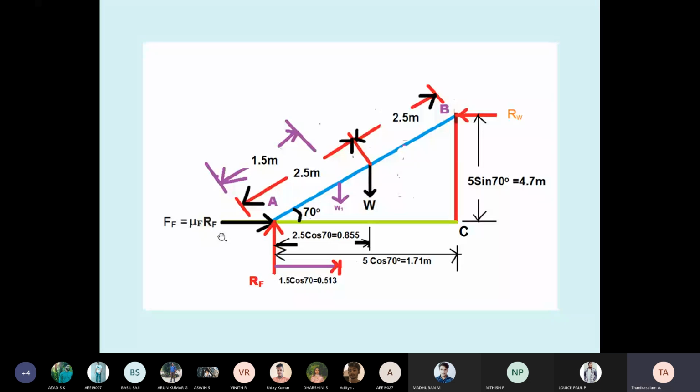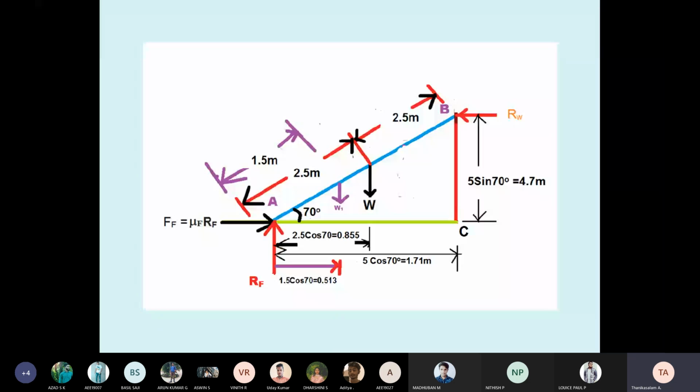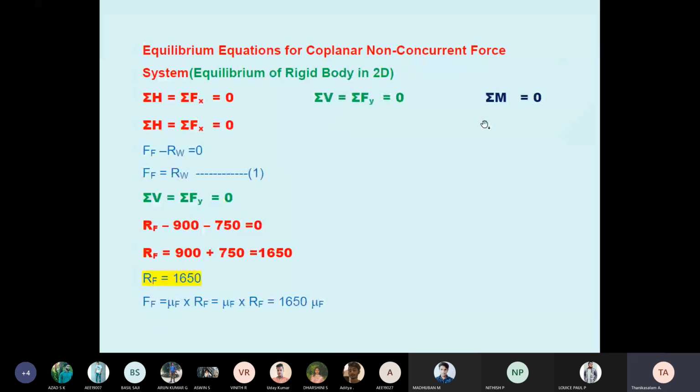Why is FF acting on the right side? Because the ladder may go to the left side. Why is RF upward? Because it is touching the horizontal ground, therefore a vertical upward reaction. At B there is a smooth wall, therefore the wall is touching on the right side, so the reaction RW is on the left side. As usual, summation H equals 0, summation V equals 0, summation M equals 0. What are the horizontal forces? FF minus RW. FF minus RW equals 0, equation 1.